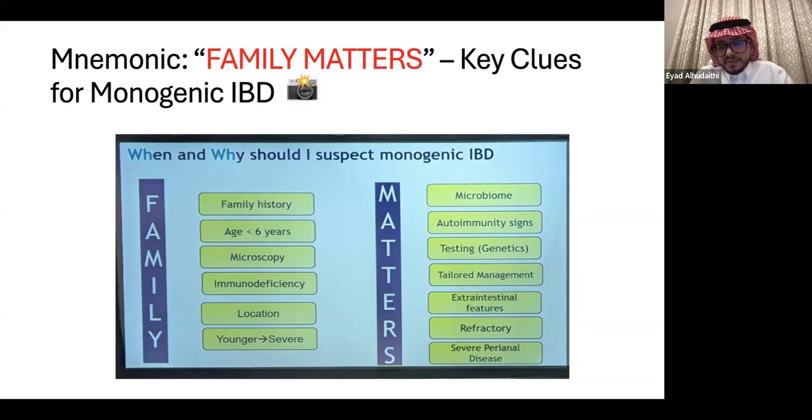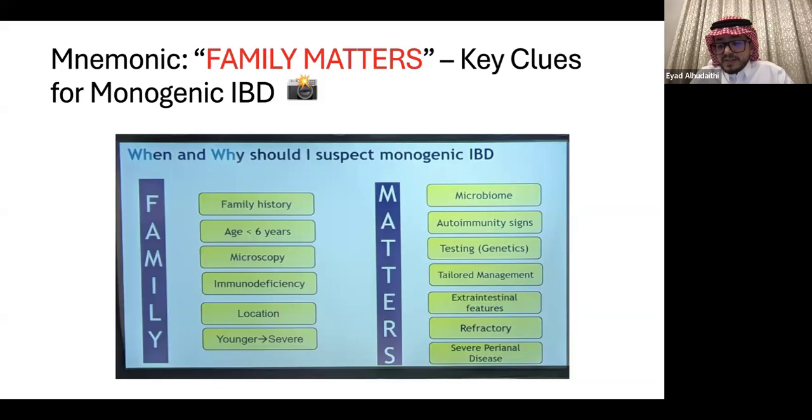Testing, yes, it's worth testing. It's worth sending a whole exome sequencing or targeted panel to rule out monogenic IBD. And they said in one consensus, anyone below 2 where you suspect IBD, you should screen or test them.